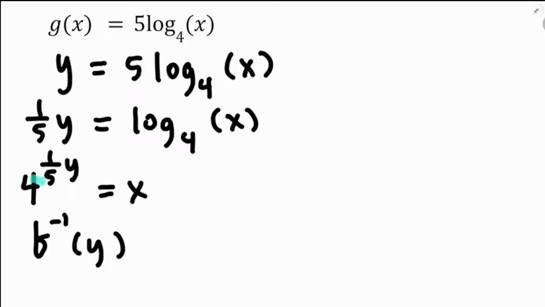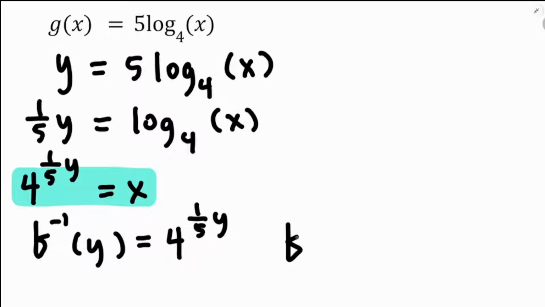I would say that if you wanted to stop with an expression that gives the inverse, that would be it. But f inverse of y would be 4 to the power of 1/5 of y, or 4 to the y over 5, however you like it. And then we can say, all right, well, that means f inverse of x equals 4 to the x divided by 5.